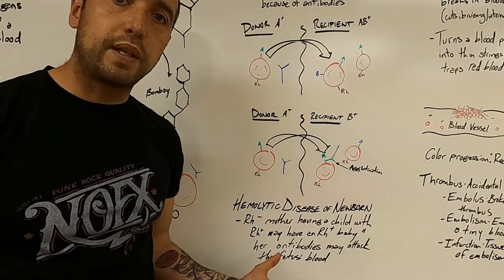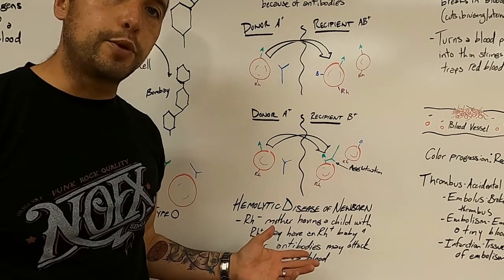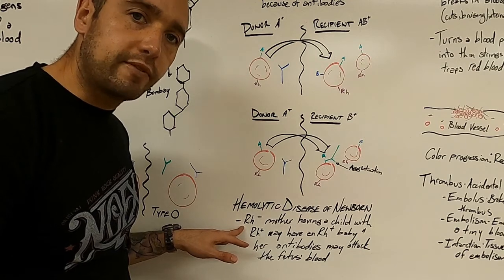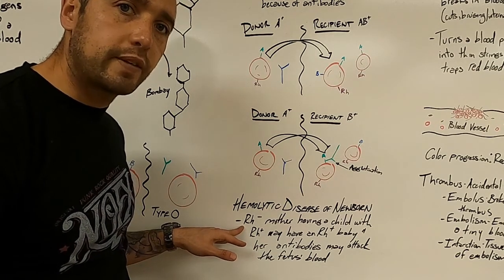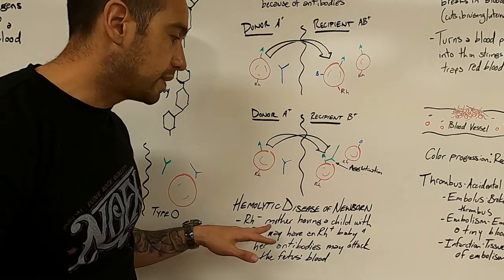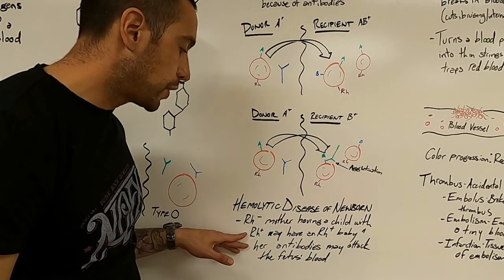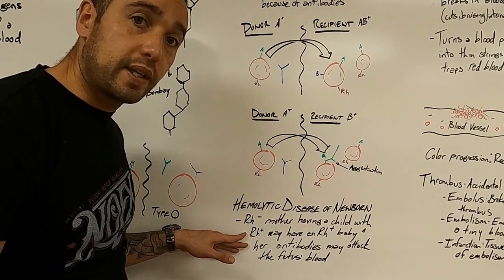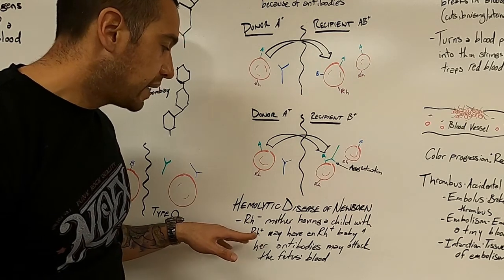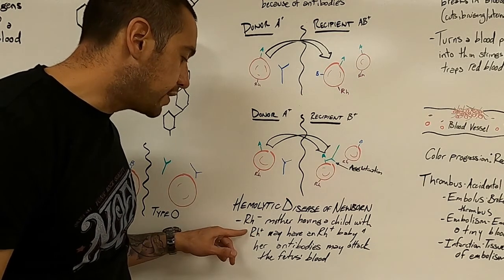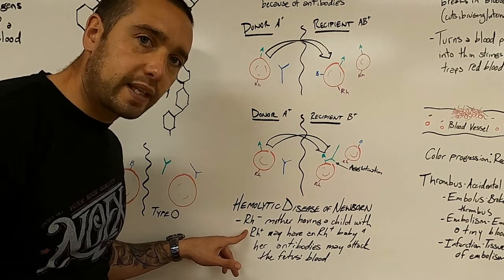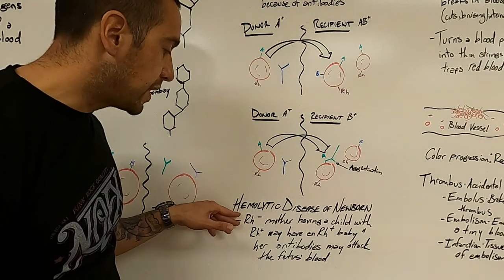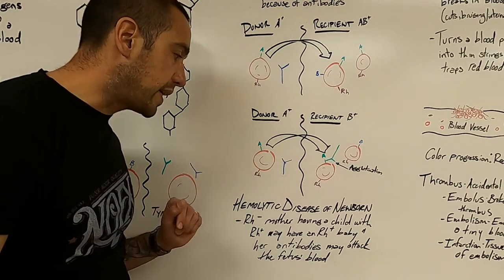This comes up with something called hemolytic disease of the newborn. This is when a woman who is Rh negative, meaning she does not have Rh proteins on her red blood cells, becomes pregnant from a male who is Rh positive, meaning that he does have Rh antigens on his red blood cells. The fetus may inherit the gene for Rh protein from the father, and so the fetus may be Rh positive. And that mother, because she is Rh negative, could be producing Rh antibodies.